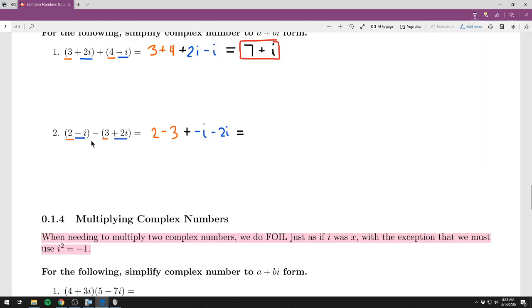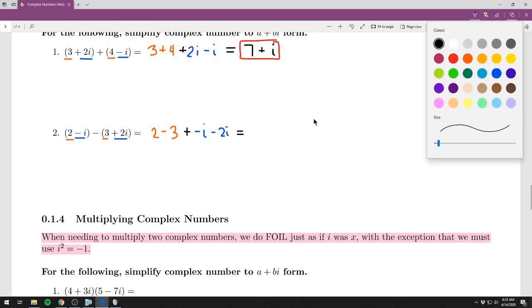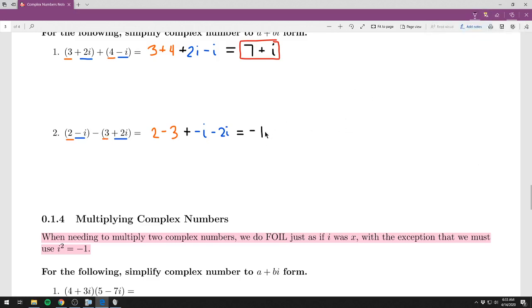And so I'm combining each part. The fact that I'm subtracting in the middle is only affecting these signs right here. The negative i minus 2i, we have it written 2 minus 3. And simplify that, we got 2 minus 3 is negative 1, and negative i minus 2i is negative 3i. And once again, that is it.